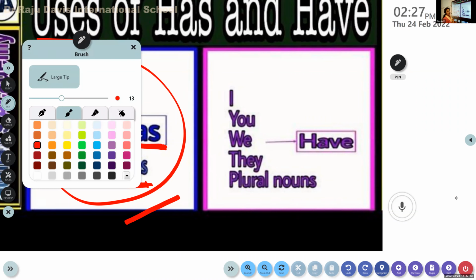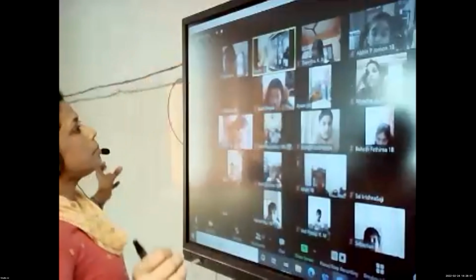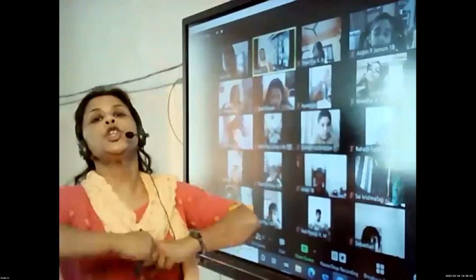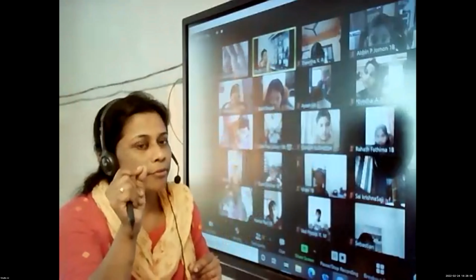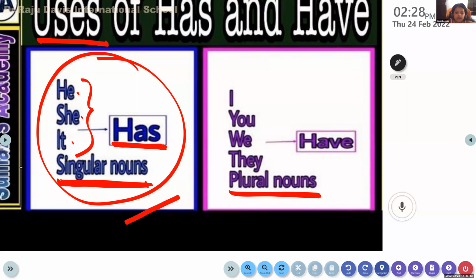Now, here, have. Have is used with plural nouns. What do you mean by plural nouns? When we talk about more than one person, more than one place, more than one animal, and more than one thing. So when we talk about many, we use have. So when we talk about many persons, many animals, many things, we use have.